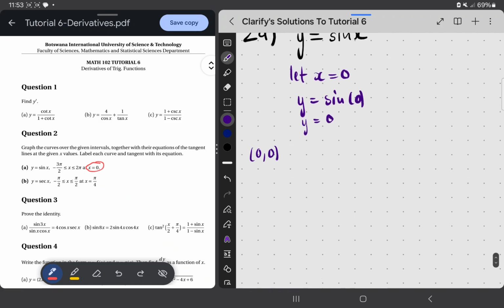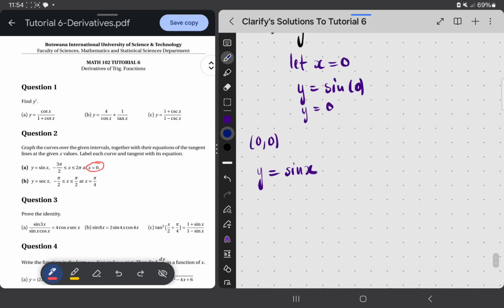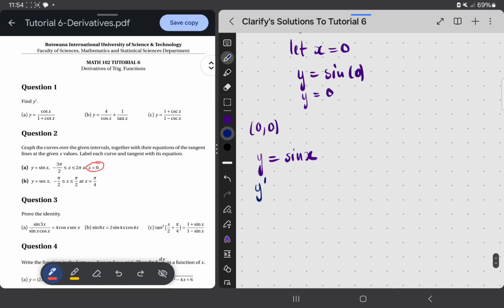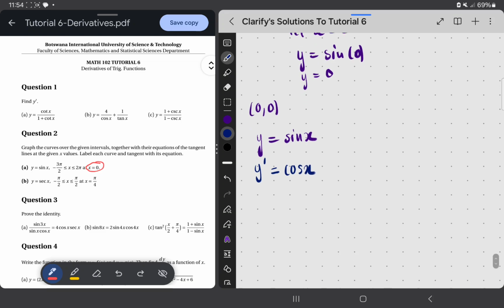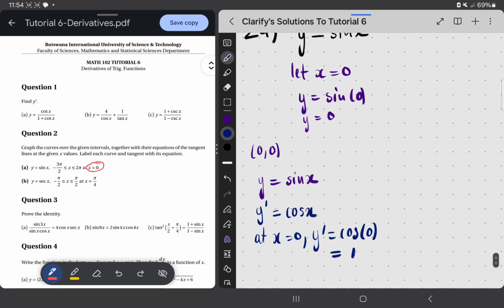Now, what are we going to do? Let's find the derivative. So y is equal to sine x. We want to find the equation of the tangent, so we need the point, which we now have. Now we need to differentiate. So what is y prime? The derivative of sine is cos x. Now at x equal to 0, y prime will be equal to cos of 0, which is 1.